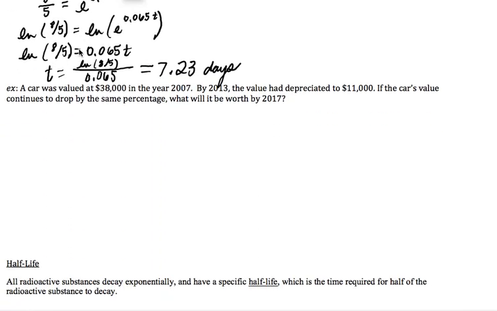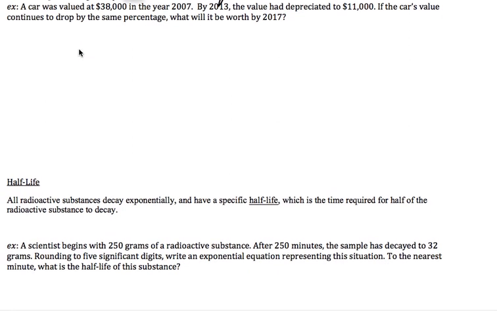All right, let's do another example. So a car was valued at $38,000 in the year 2007. By 2013, the value had depreciated to $11,000. And if the car's value continues to drop by the same percentage, what will it be worth in 2017? All right. So we are dealing with a decay model here because the car's value is decreasing. But you work the problem the exact same way and the numbers will just naturally work out that way.